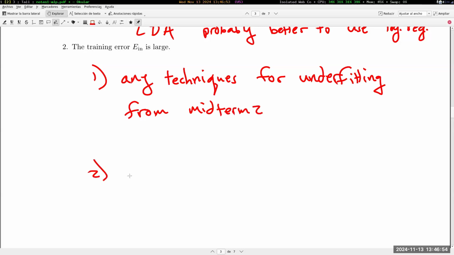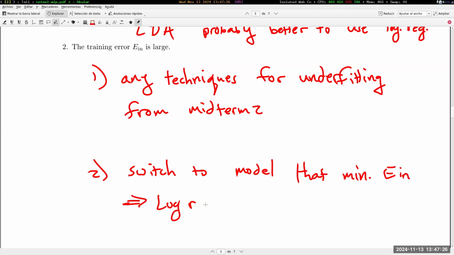For midterm 2, or we can switch to a model that actually minimizes the in-sample error. Switch to a model. Again, a model is a hypothesis class plus an algorithm for learning and a hypothesis in that hypothesis class. So switch to a model means change the algorithm that minimizes E sub n, which would be logistic regression with the poly feature map of degree 2.